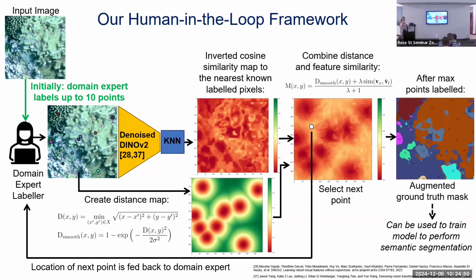And then you can set some threshold of the number of points that you want to label. Once you've reached that point, you have your augmented ground truth mask, or your pseudo-labeled mask, that you can then use to train your normal segmentation architecture.